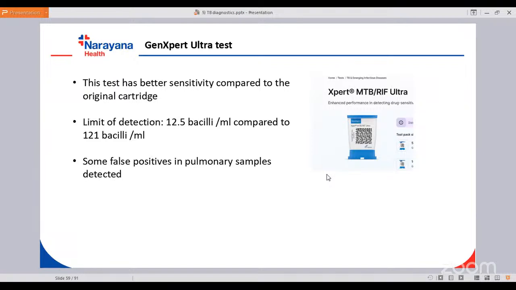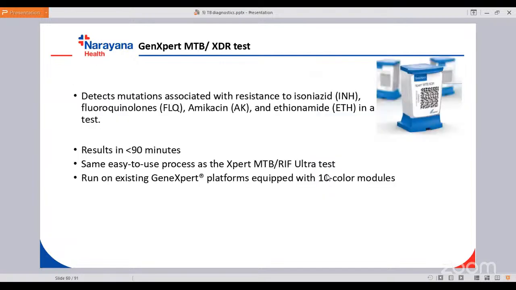But unfortunately, some amount of specificity has been hit, and we find some false positives very rarely in pulmonary samples. Very rarely, I would say. So please continue asking for the test and depend on it. Just 1 year back, GeneXpert came up with another cartridge. So the GeneXpert refined its picking up of MTB from 121 bacilli to 12.5. So now the picking up of MTB is good.